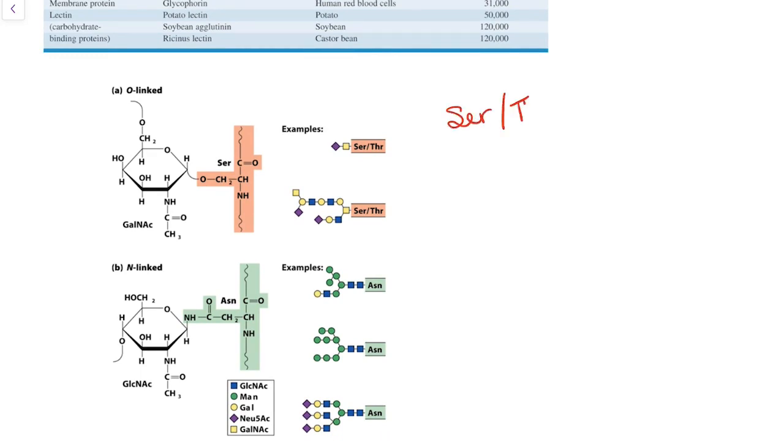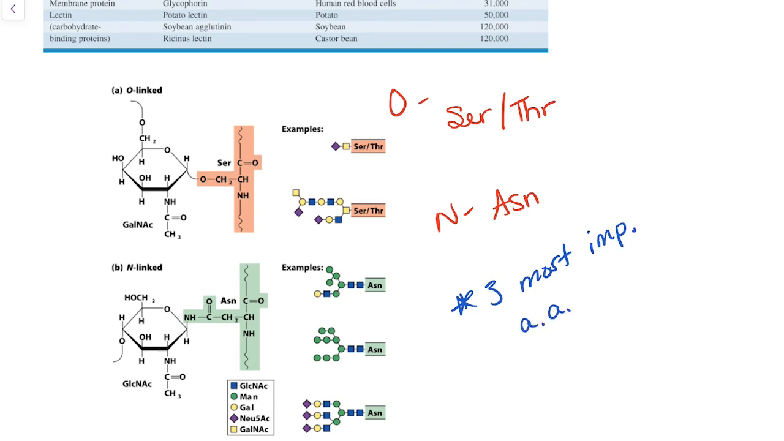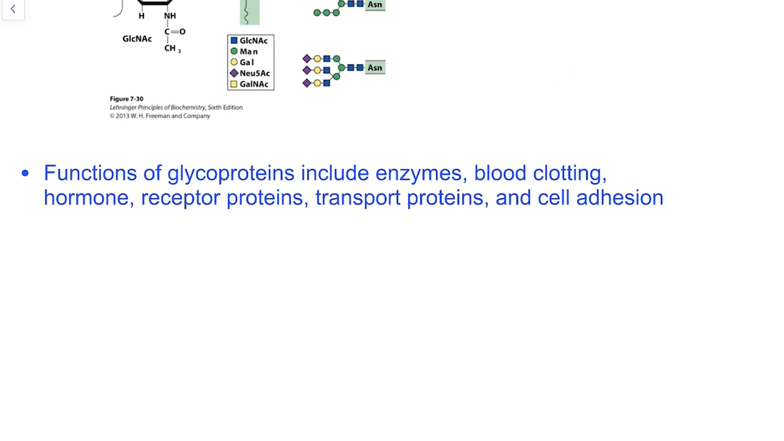So your O-linked versus your N-linked, again, becomes a big takeaway: the O-linked are your serine and threonine, and your N-linked is the asparagine. These are the three most important amino acids in terms of our glycoconjugates and the way that they're made. These glycoproteins are going to have a wide variety of functions, many of what we've already talked about.